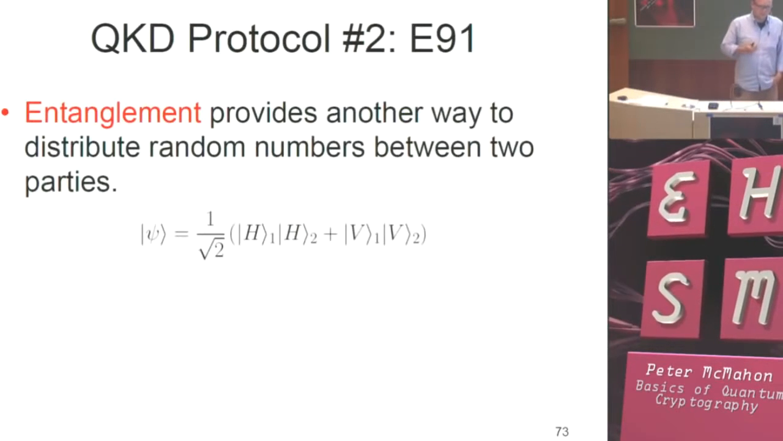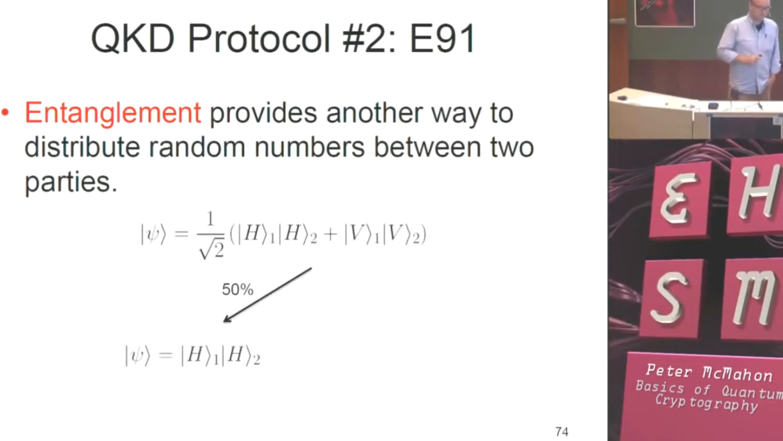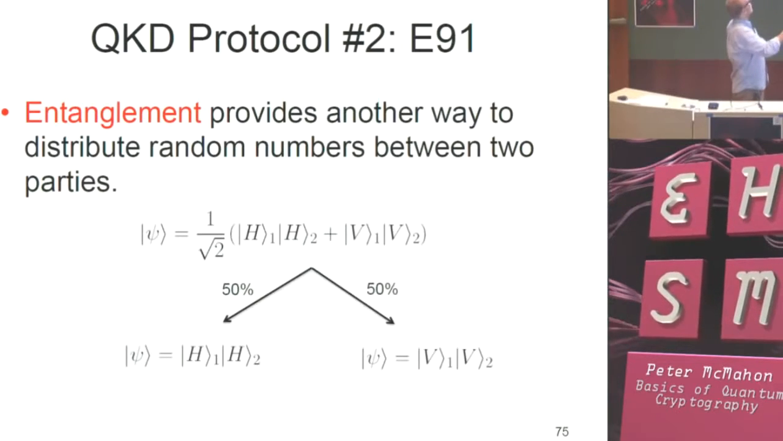So this entanglement feature is kind of strange, but one of the neat things about it is that Ekert figured out how to use it to distribute random numbers between two parties in a different way than Bennett and Brassard did. So let's suppose that you prepare two photons in this state. So the state has 50% probability of both photons being H, or 50% probability of both photons being V. So if you measure it, you will either get the state out here, or with 50% probability, you'll get the state out here.